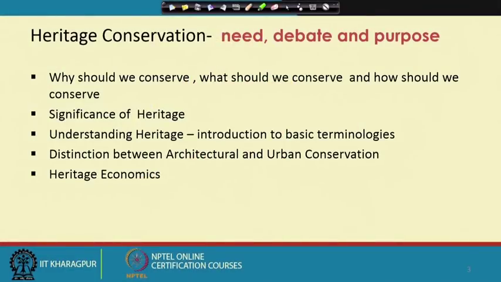There are many other aspects which need to be set out, discussed and debated, to understand why we should conserve a particular structure or place, and what its significance is. And when we talk about this significance, many terminologies come to our mind. Sometimes we call it restoration, sometimes preservation, sometimes adaptive reuse, sometimes reconstruction. So there are many terminologies related to conservation.